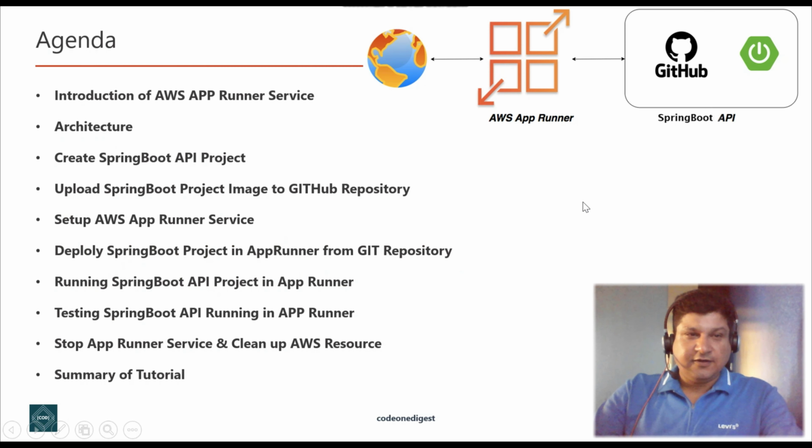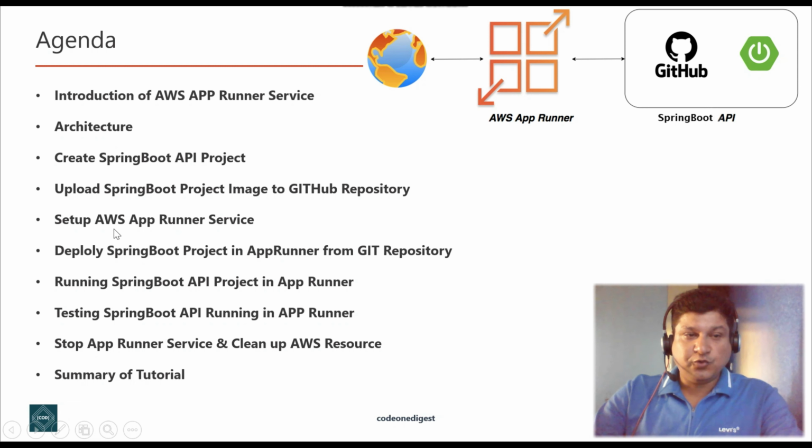Okay friends, here is the agenda of this tutorial today. I'll give an introduction to AWS App Runner service. Then I'll explain what we are trying to achieve in this tutorial through an architecture diagram. Then I'll show you how to create a Spring Boot API project. It's a simple API project. If you already have a project, you can use that. Otherwise, refer to this project. I will also give you the GitHub repository reference so that you can download the project and use it for your reference.